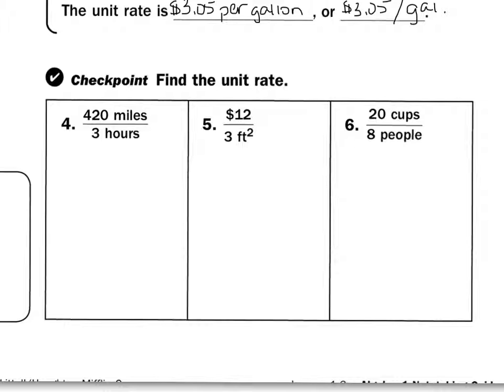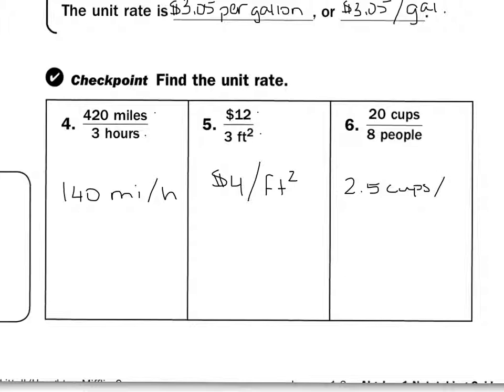For number 4, I would simply think 420 divided by 3 is 140. But again, I want to label this as miles per hour. So I put miles per hour. And I'm just abbreviating. 12 divided by 3 is $4. You're always going to use the label on top first, per foot squared. Because what ends up being in the bottom is actually a 1. You don't really have to show the 1. And then in 6, 20 cups per 8 people. 20 divided by 8 is 2.5 cups per person.